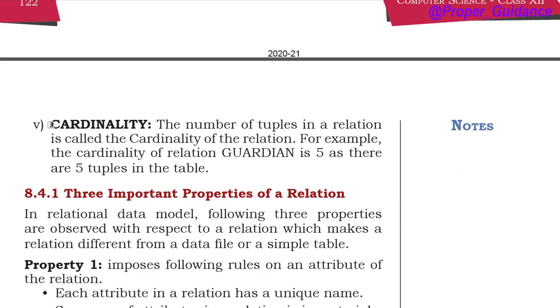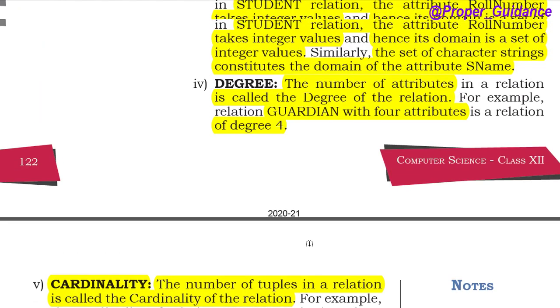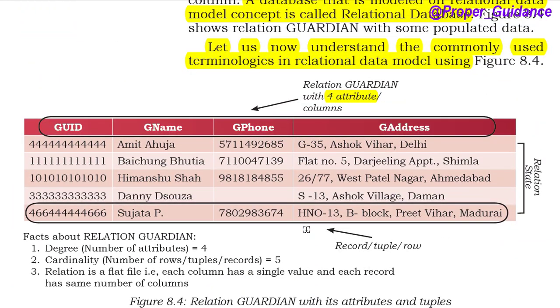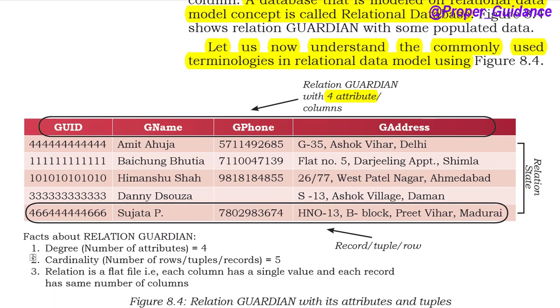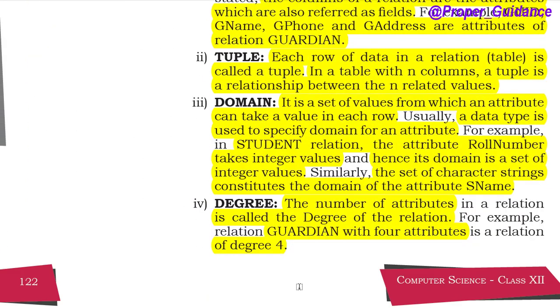Clear? And next, cardinality. What is cardinality? The number of tuples in a relation is called the cardinality of the relation. For example, the cardinality of relation Guardian is 5, as there are 5 tuples in the table. See here, 1, 2, 3, 4 and 5. 5 tuples means 5 rows are here, and that's why the number of rows means the cardinality, and the number of attributes means the degree. This is the degree and this is the cardinality. So this is the very basic concept.